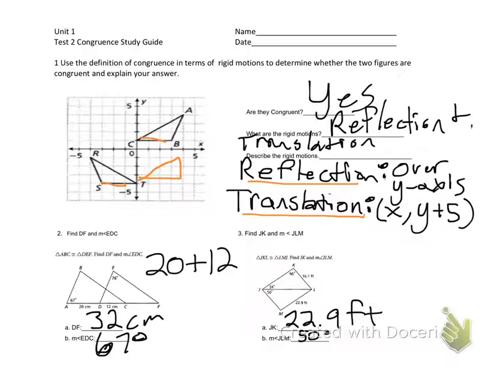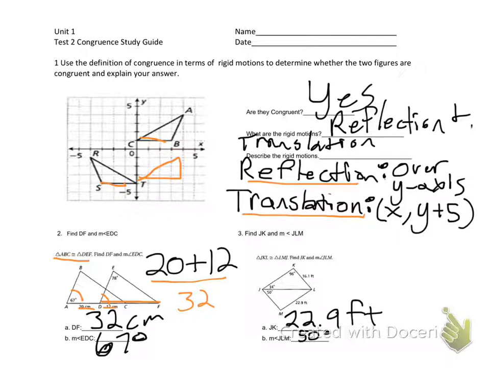Alright, we look down here at the bottom and we see: find DF and the measure of angle EDC if the two triangles are congruent. So DF is 32 centimeters because we look at DF here and we notice that 20 and 12 make up AC, which is 20 plus 12, which is 32. And if these two triangles are congruent, which we know they are by the congruence statement, then DF is also 32 centimeters. A and D are corresponding angles, so they're both going to be 67 degrees.